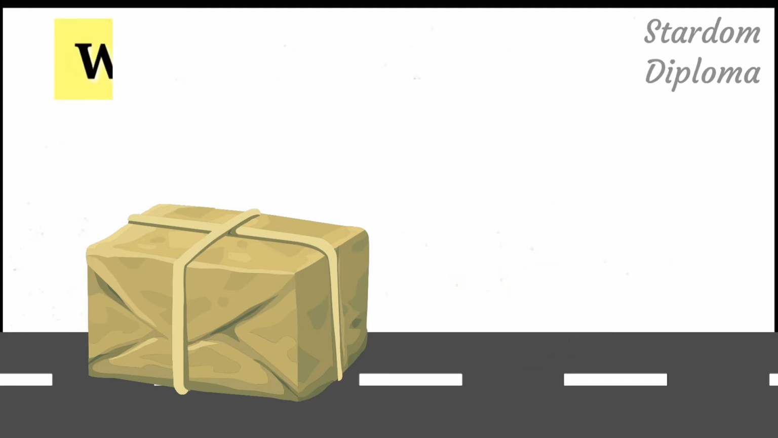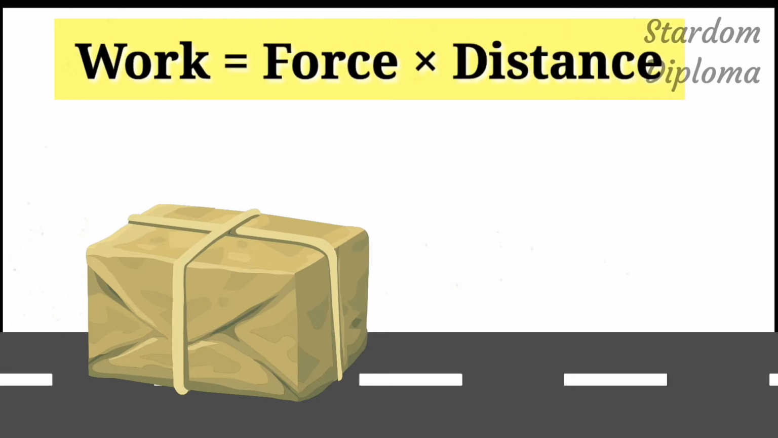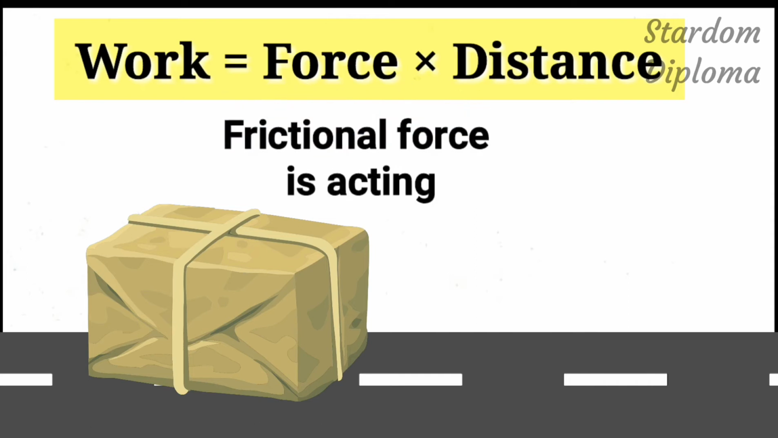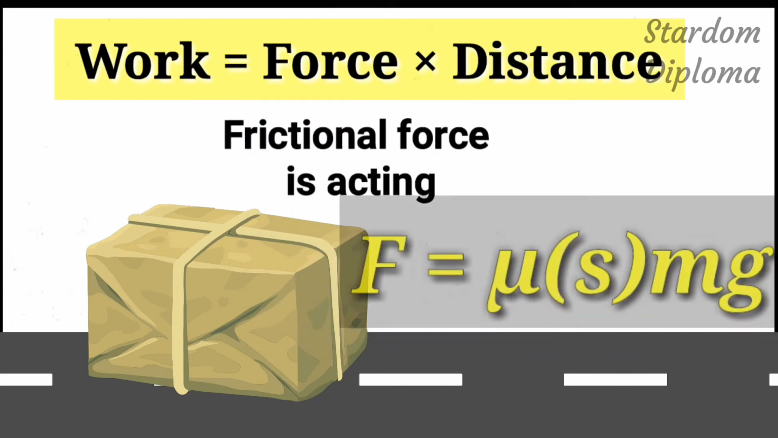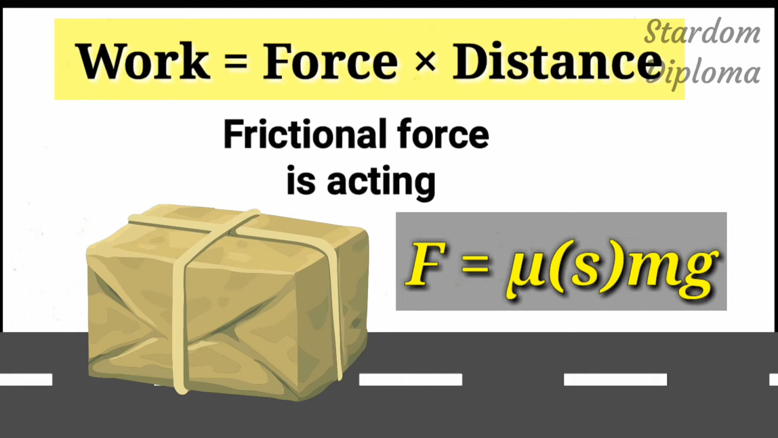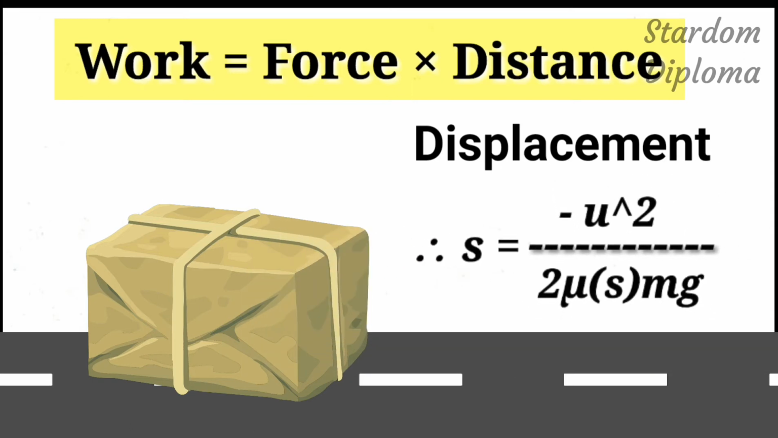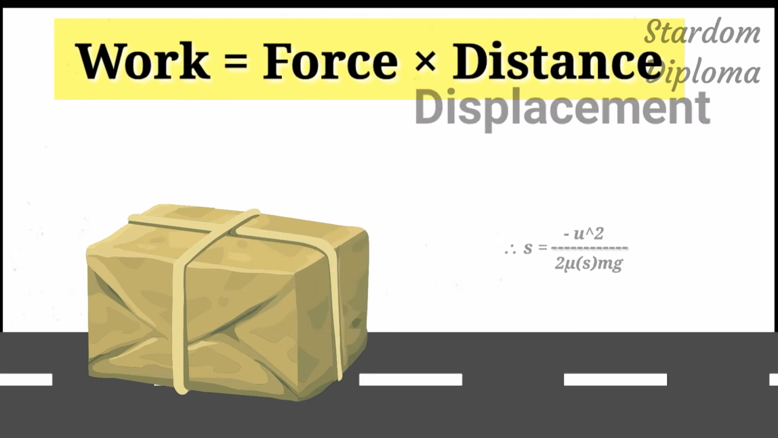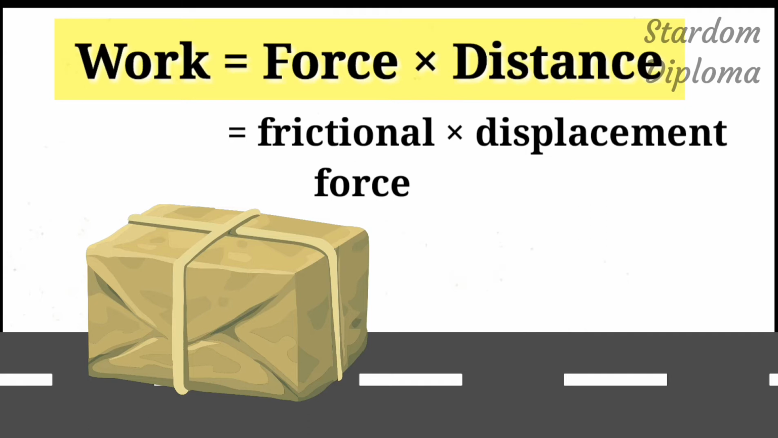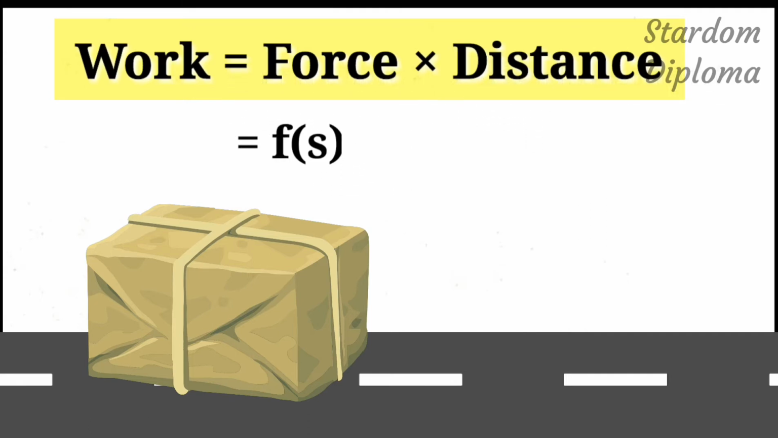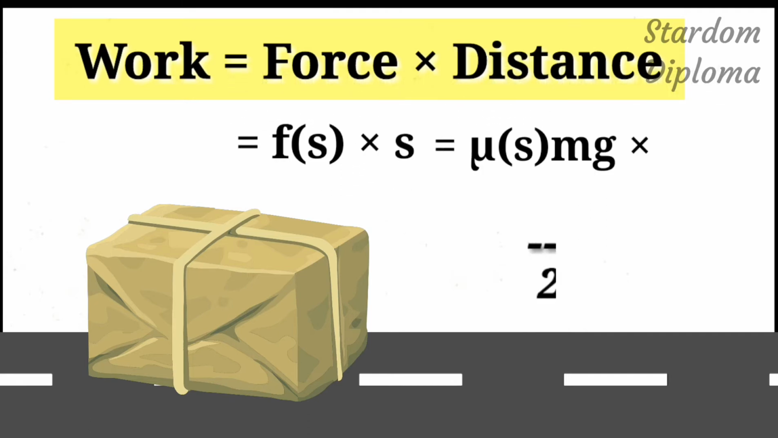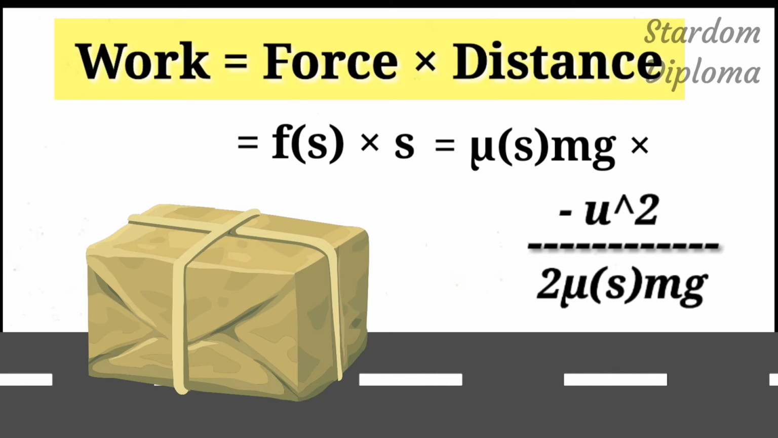We know work done will be equal to force into distance. Here the frictional force which is acting is the limiting friction. We found that limiting friction is equal to mu s into m into g, and the distance is nothing but the displacement, that is the distance travelled by the body till it came to rest, that is s. So work done will be equal to frictional force into distance, which is equal to mu s mg into s. This is the expression for work done on a body by the frictional force.